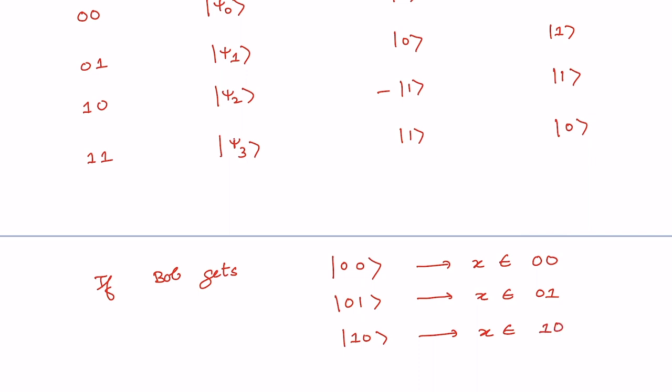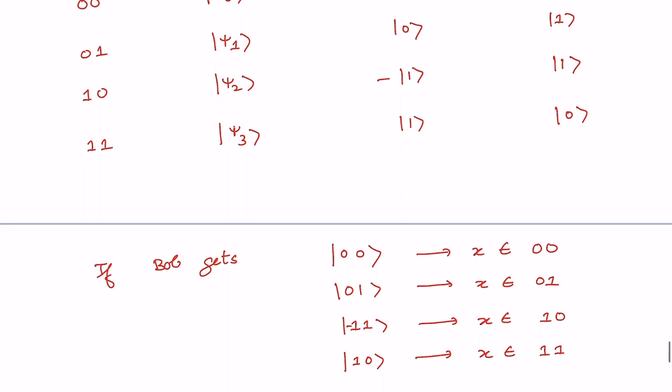No, here you have to be careful. If the first qubit and second qubit Bob gets is 1, 1, of course with a minus sign for the first qubit, then the classical bit will correspond to 1, 0. And finally, if the first qubit measurement is 1 and the second qubit measurement is 0, then the classical bit will correspond to 1, 1. Okay, and this is the superdense coding protocol.